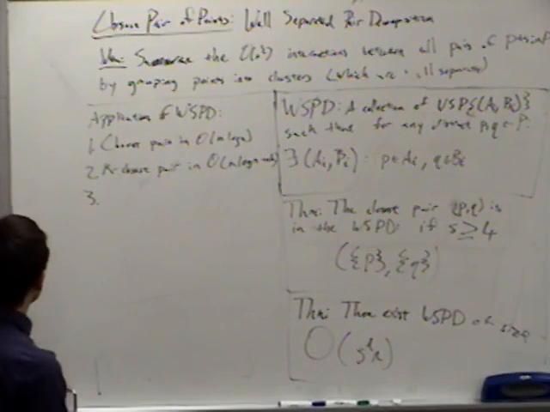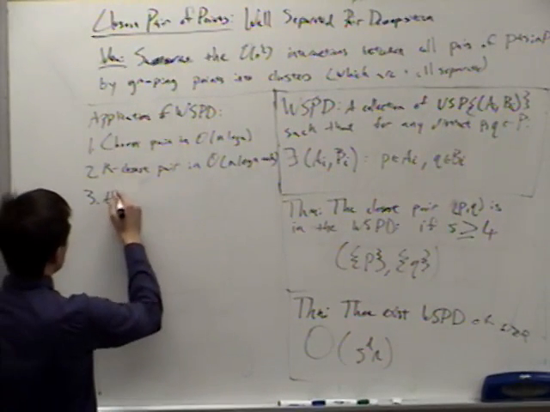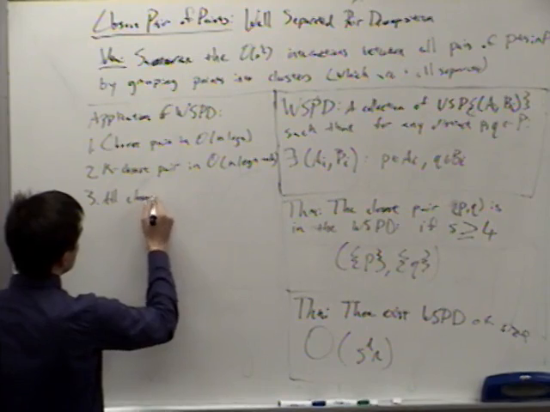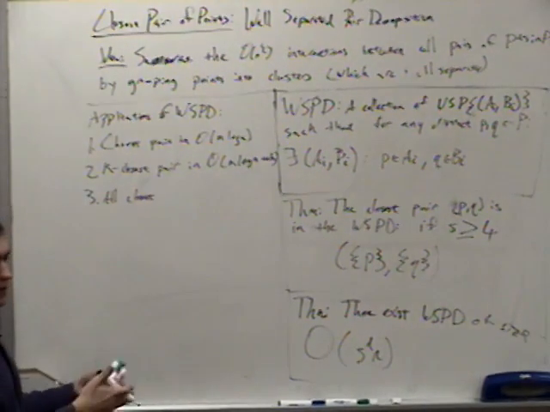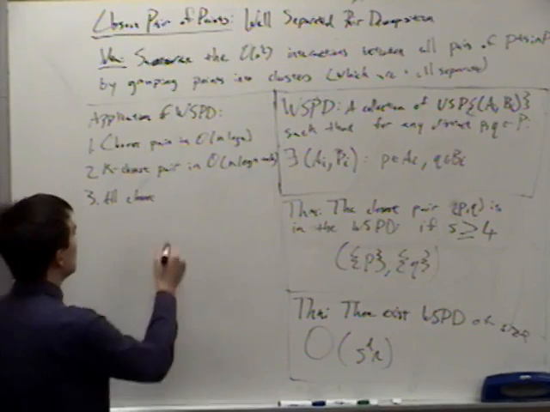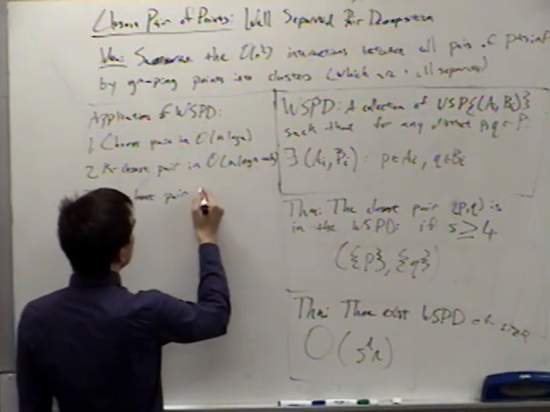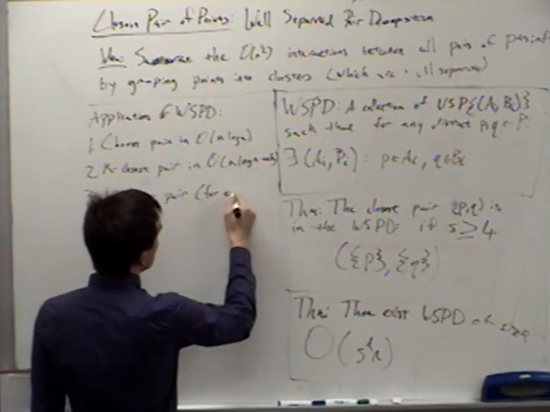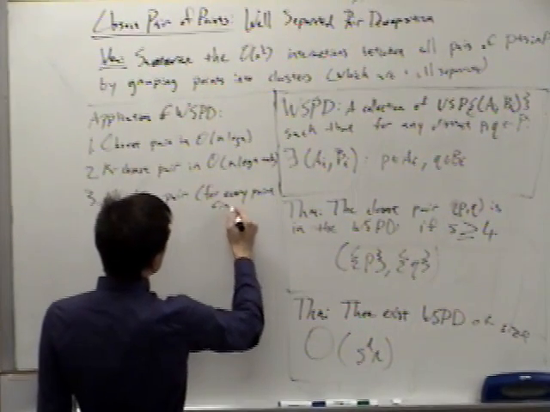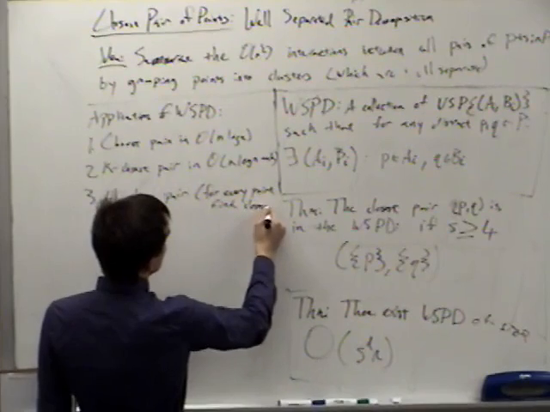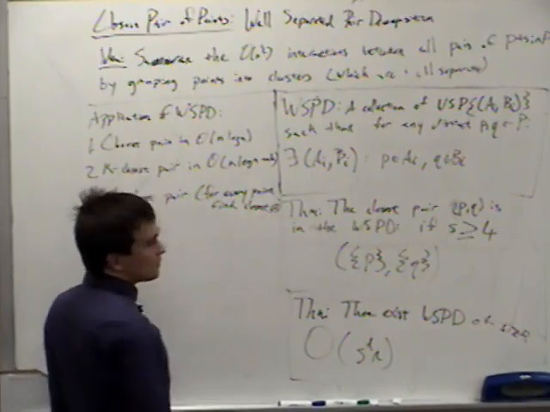3, we can find all closest pairs. This is a little bit trickier. It's not the same thing as the k closest pairs, because we could have duplicates of the same point showing up in there. This is just, i.e., for every point, find the closest point. This is not a symmetric relationship, by the way.